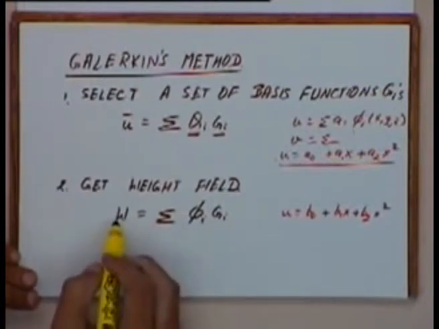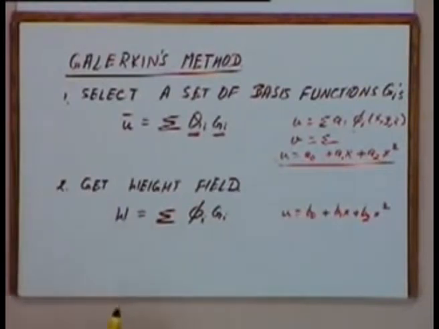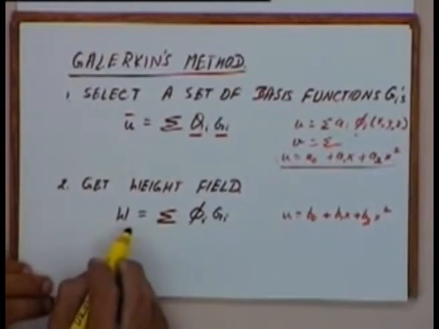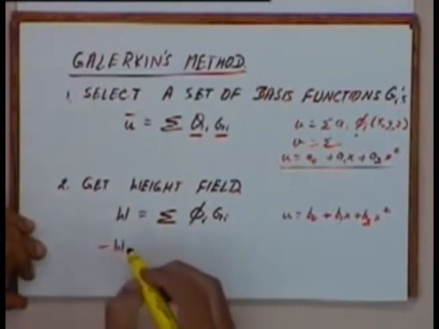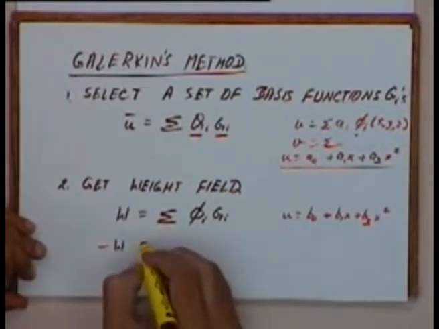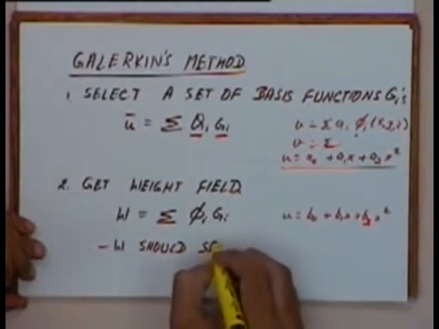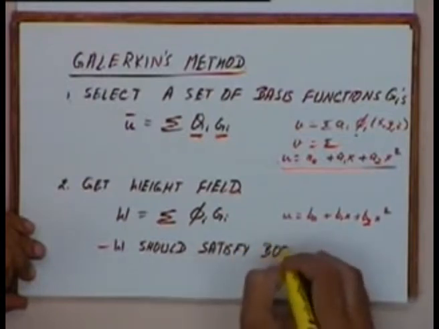Once you have given it a weight field, then we can find out the weighted error and integrate that. Okay. But on this weight field we give one more constraint, and that constraint is that this W should satisfy boundary conditions of u.